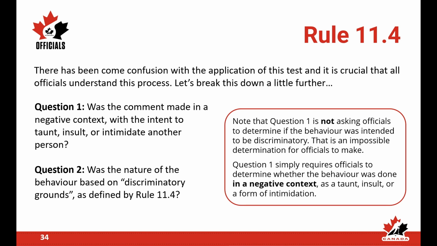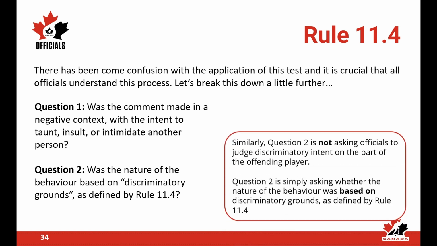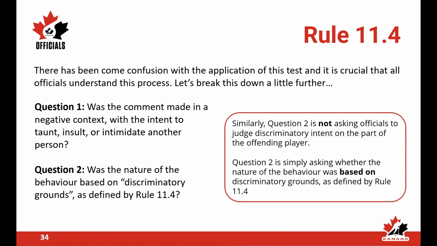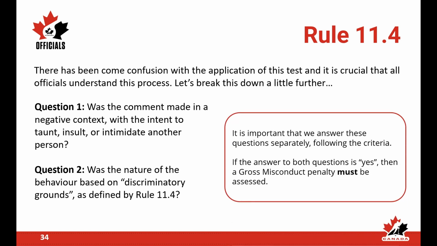And question 2, was the nature of the behavior based on discriminatory grounds? And similarly, with question 2, it is not asking officials to judge discriminatory intent on the part of the offending player. It's simply asking whether the nature of the behavior is based on discriminatory grounds as defined by Rule 11.4. It is important that we answer these questions separately following the criteria. If the answer to both is yes, then a gross misconduct penalty must be assessed.